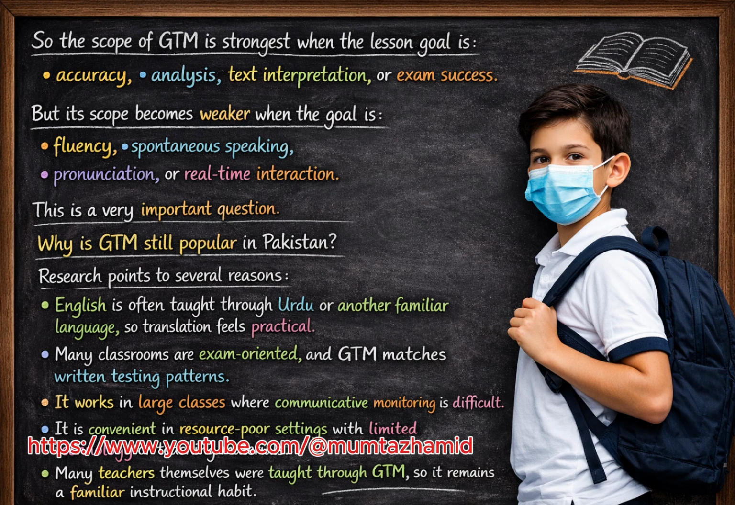So the scope of GTM is strongest when the lesson goal is accuracy, analysis, text interpretation, or exam success. But its scope becomes weaker when the goal is fluency, spontaneous speaking, pronunciation, or real-time interaction.